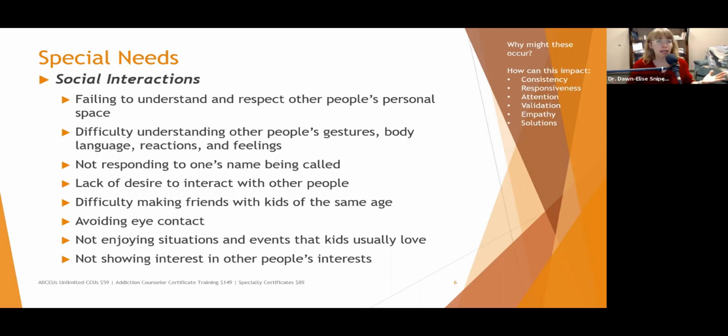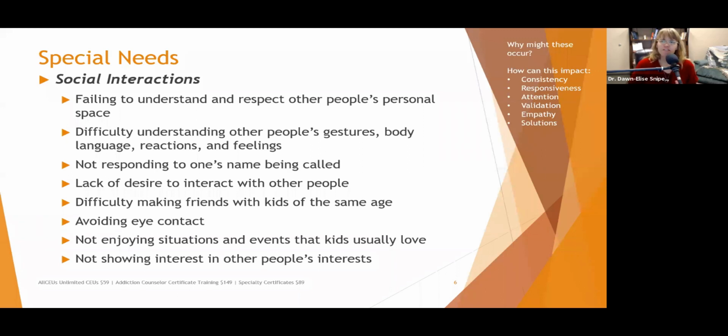This could be the way they're wired. They don't have that desire to interact, or it could be that interaction with other people is just so exhausting and so frustrating and so overwhelming that they would rather not. And one of the things that we can do therapeutically is to make sure that they do have positive interactions with people in a way that is not overwhelming to them, so they are more inclined to eventually develop an interest in select few other people.